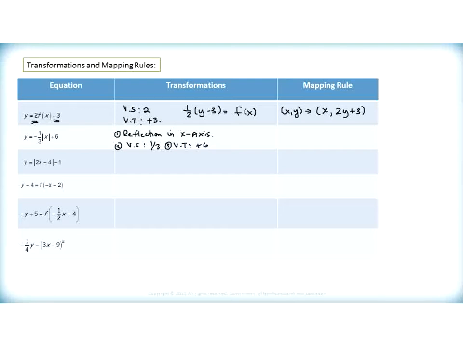Sometimes you may see this equation written in transformational form, and it will be written like this: negative 3 outside of y subtract 6 equals the absolute value of x. That's what transformational form would look like. The mapping rule, of course, would look like this: (x, y) maps to. Again, there's no transformation associated with the x. With the y, we've got a negative 1/3 y plus 6.